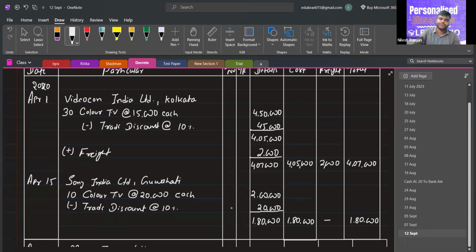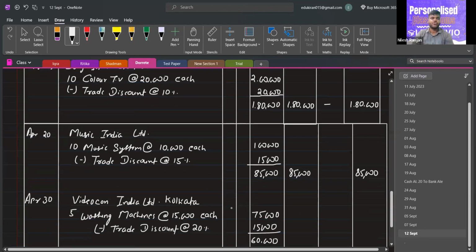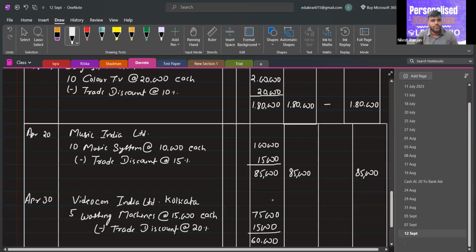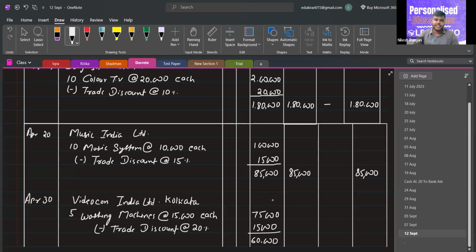Okay. Okay, sir. And in Music India Limited, it is 10 music systems at the rate of 10,000 each, 1 lakh, and then minus trade discount at the rate of 15%, it is 15,000. So the balance is 85,000. Okay, sir. After that, there is April 30, Videocon India Limited, Kolkata, 5 washing machines at the rate of 15,000 each. It is total 75,000. Then minus trade discount at the rate of 20%, 15,000. So the balance is 60,000.